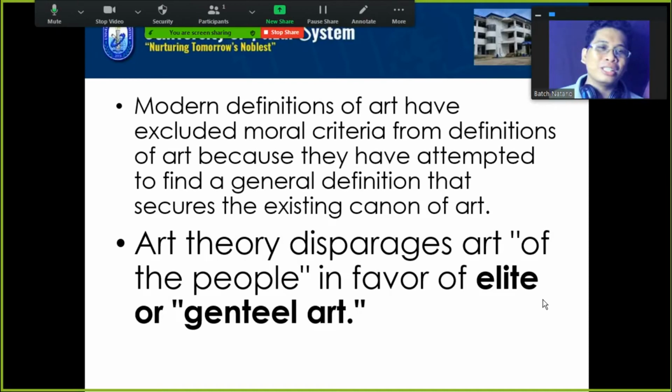Art theory disparages art of the people in favor of elite or genteel art. So, yung mga art movement na yan, lagi na sinasabi nga, it's an elite art. Okay? Sa bagay nga, ang mahal nga ng isang painting, mag-aral ka lang ng pagpipinta, mahal talaga. So, kaya sinasabi siguro nila that art is an elite form, which in fact not. Okay? For Tolstoy.